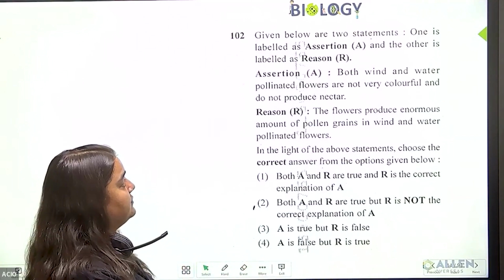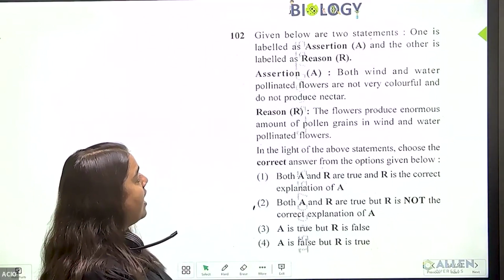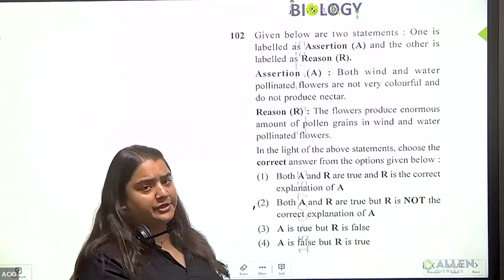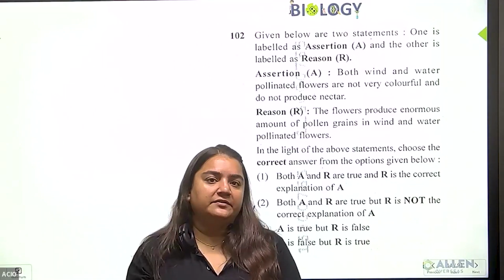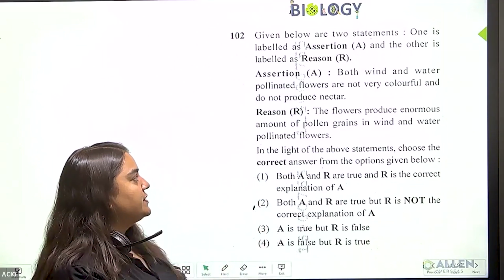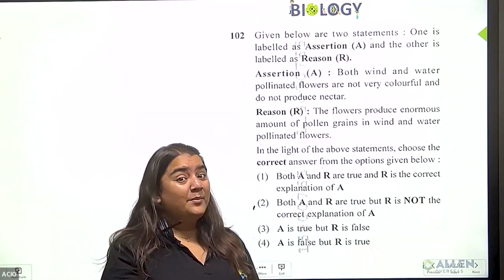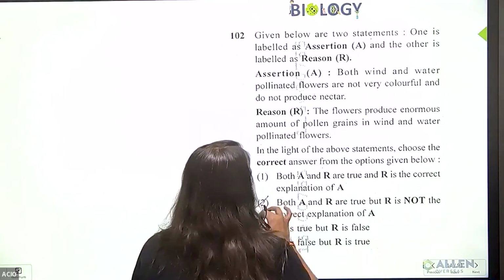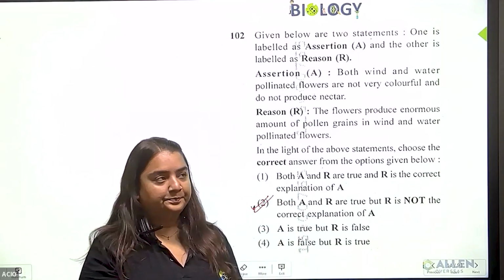Next, again, we have to see the assertion and reason. The assertion says both wind and water pollinated flowers are not very colorful and do not produce nectar. Fair enough, right, because they are not attracting any insects. So why would the flower be big, colorful, or have nectar? Next, the reason: the flowers produce an enormous amount of pollen grains in wind and water pollinated flowers. That's also a correct statement, but that doesn't justify the assertion. So both are correct. Both assertion and reason are correct, but R is not the correct explanation of A.